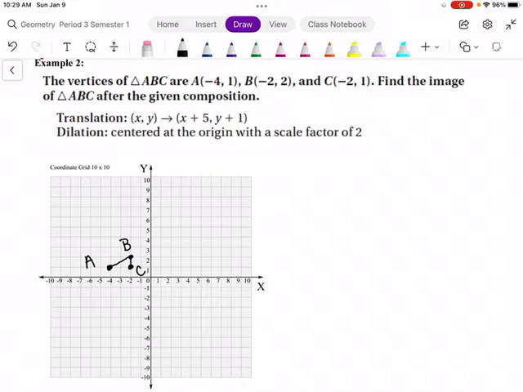So there we are. We've got our graph. And we are going to complete the composition. So I'd like you to try the translation part on your own. You should know how to do that. So pause the video and go ahead and complete that translation.